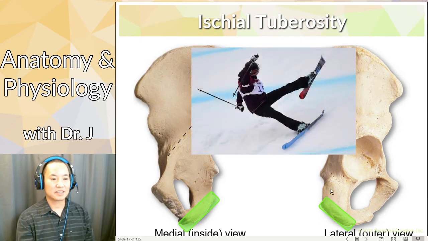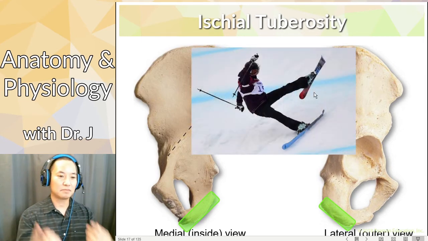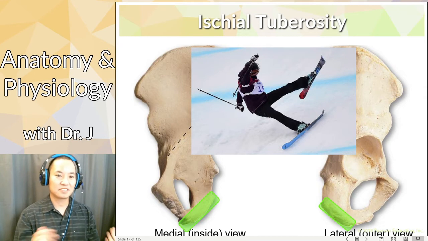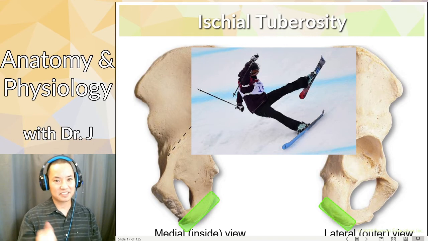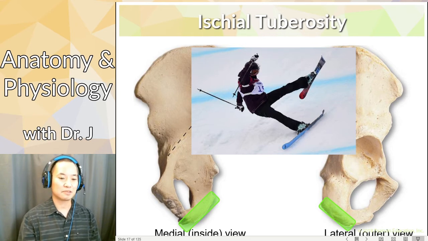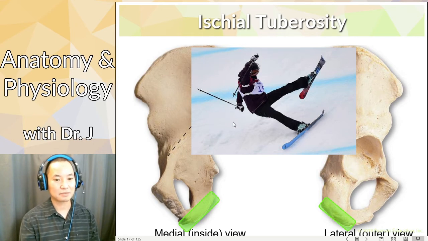So I like to think of it this way. If you're skiing and you fall on your butt, which bone are you going to sit on? You're going to sit on your ischium, and more specifically, if you're sitting down, you're sitting on your ischial tuberosity. So that's another big important bone marking.